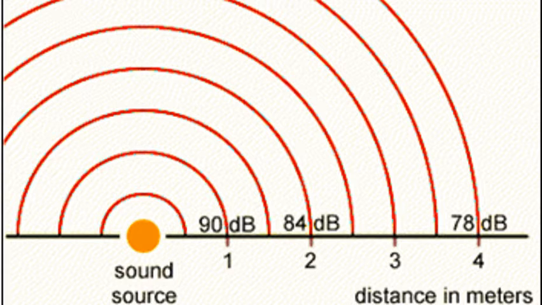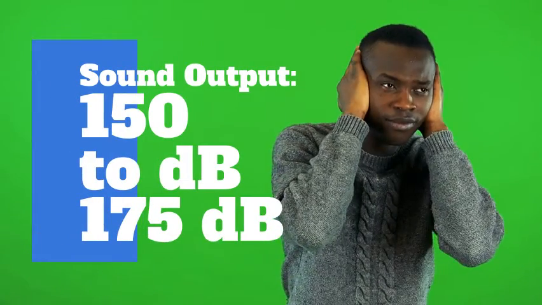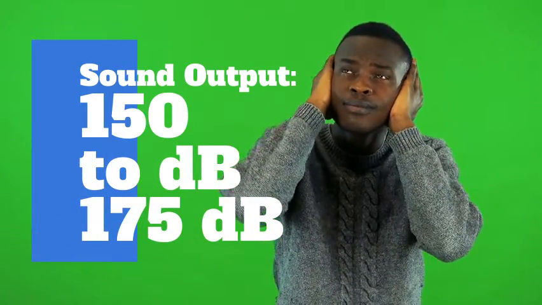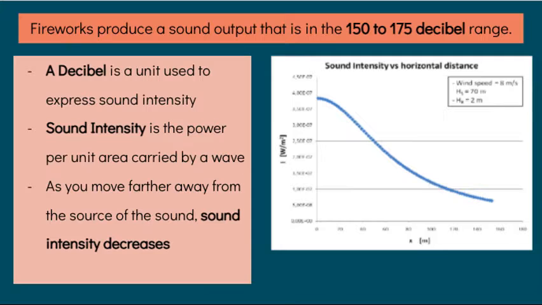When a firework is set off, the sound waves are emitted in all directions. Depending on your distance from the explosion, the intensity of the sound wave will vary. Fireworks produce a sound output that is in the 150 to 175 decibel range. But what does this mean? A decibel is a unit used to express sound intensity. Sound intensity is the power per unit area carried by a wave.